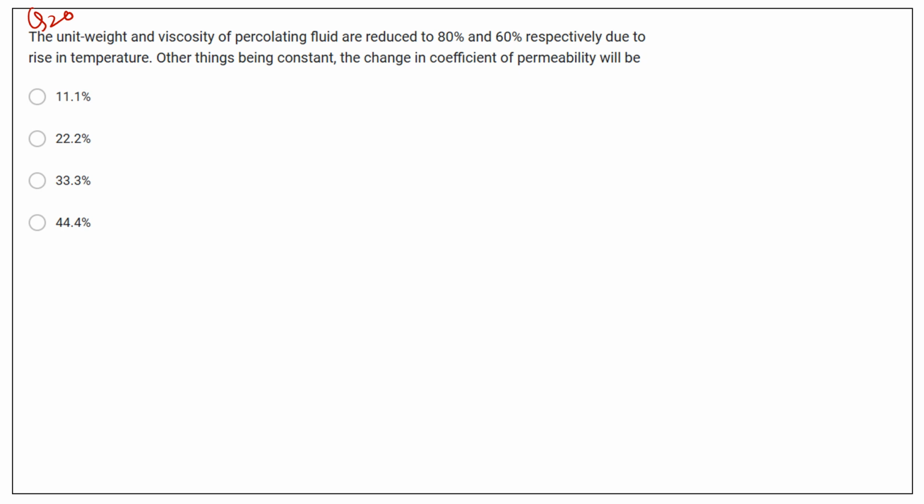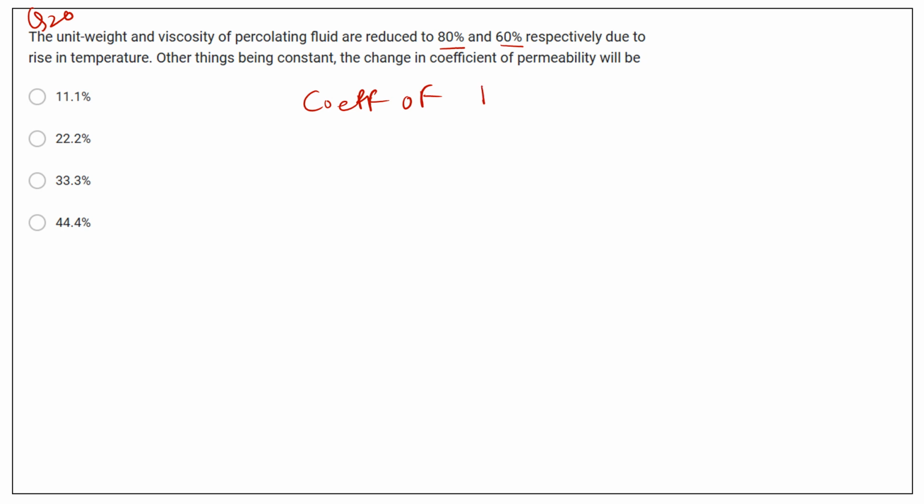Then next is question number 20. The unit weight and viscosity of percolating fluid is reduced to 80% and 60% respectively due to rise in temperature, other things being constant, and the change in the coefficient of permeability will be. Okay, so here is one formula for coefficient of permeability.